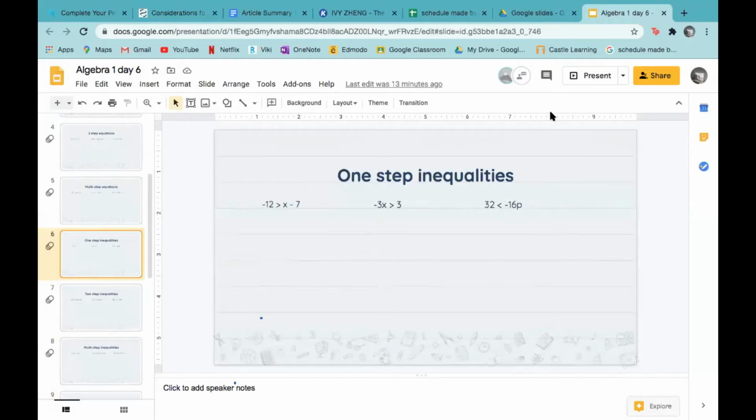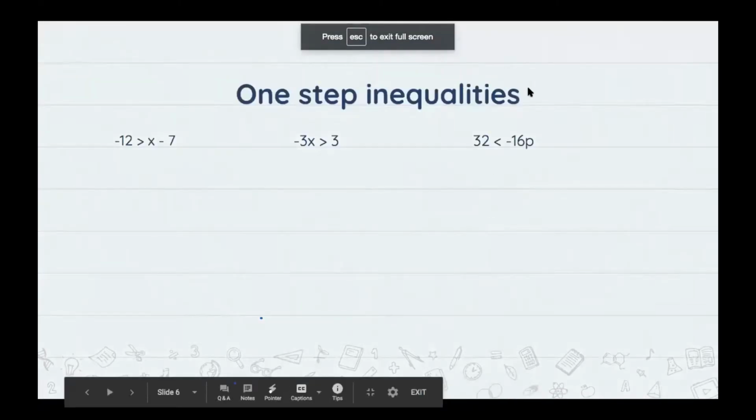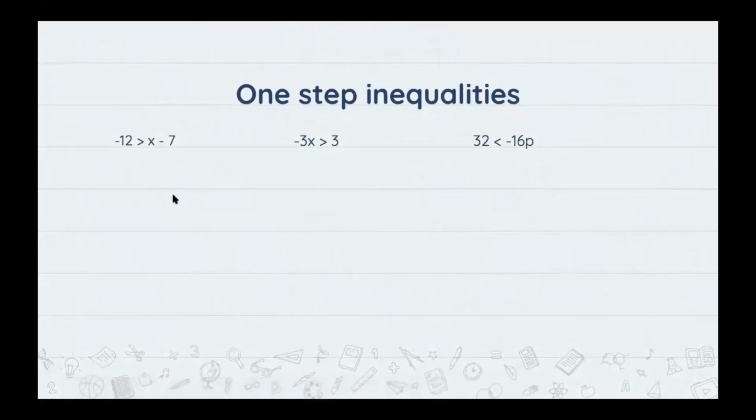One-step inequalities. Do you remember how to do this? Yeah, it's basically kind of similar to one-step equations. Right. So let's try the first one by yourself. I think -5 greater than x. Oh no, it's wrong. You're close. Remember your negatives and positives. Check it again.